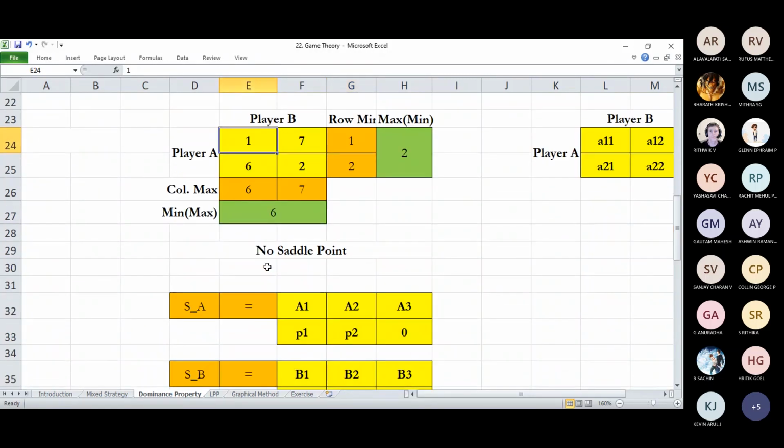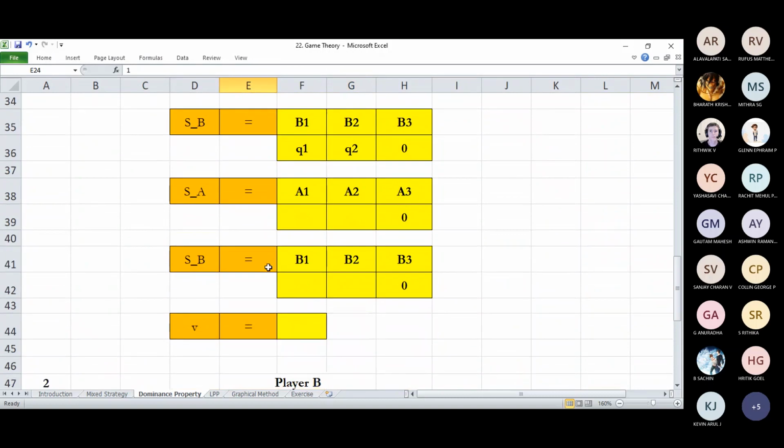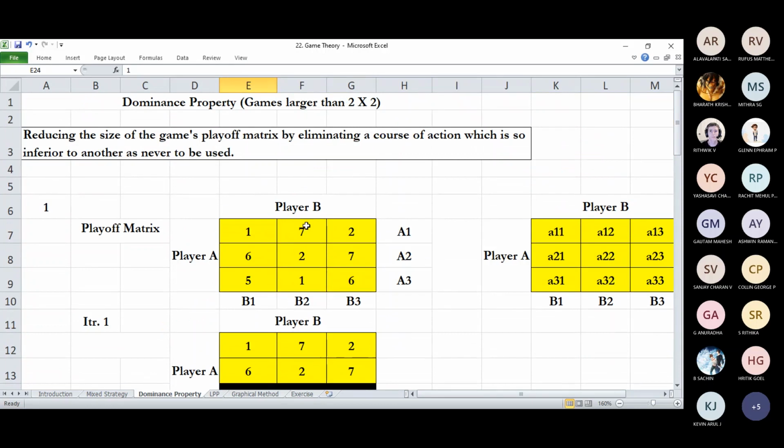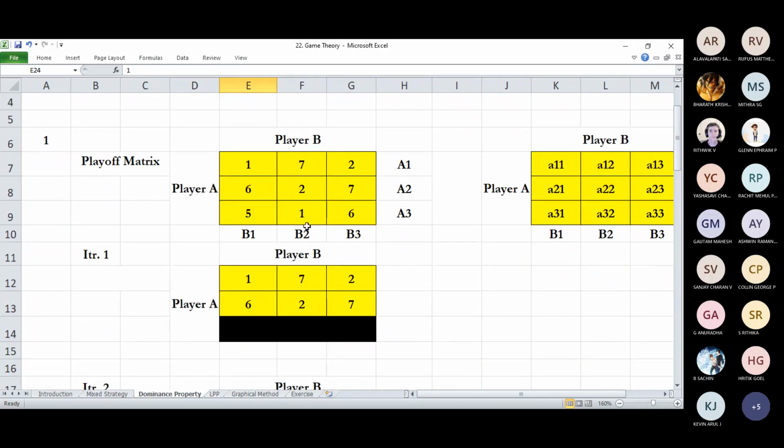So the value of the game is very important. In this case, we need to calculate what's the value of the game. Then we can try which has the higher value, then you can choose that appropriate strategy. So that's what basically it means, right? This is something of an iterative process.